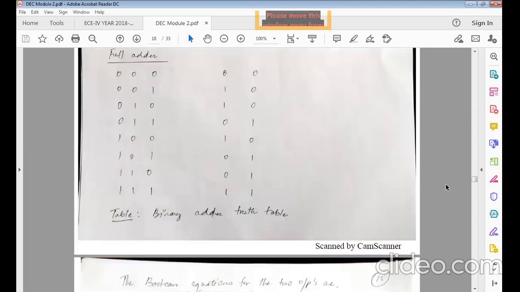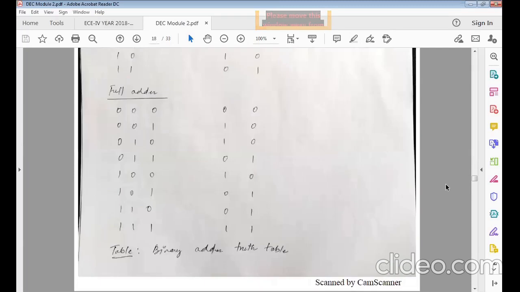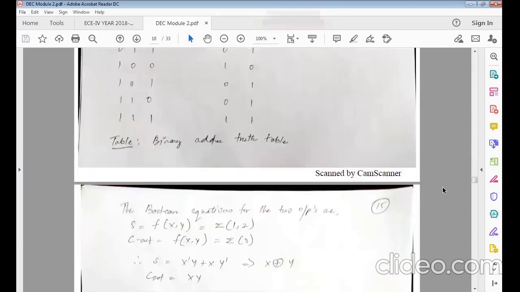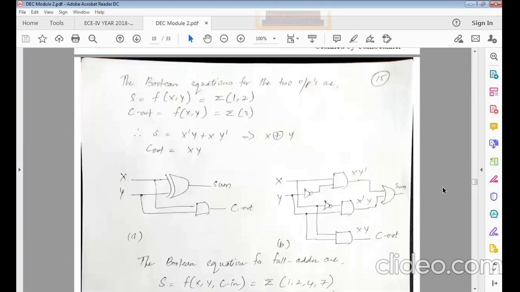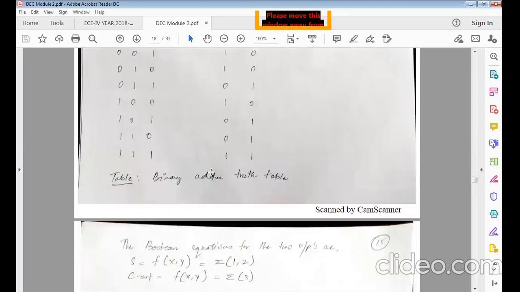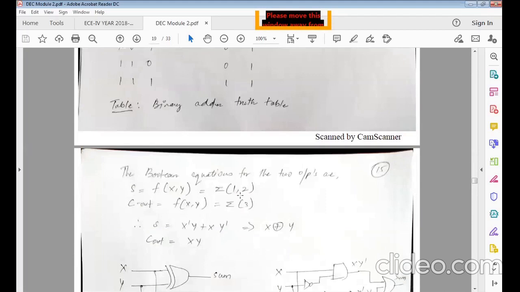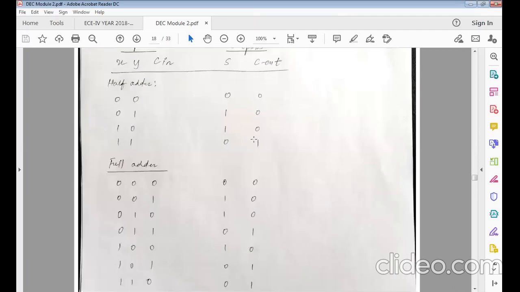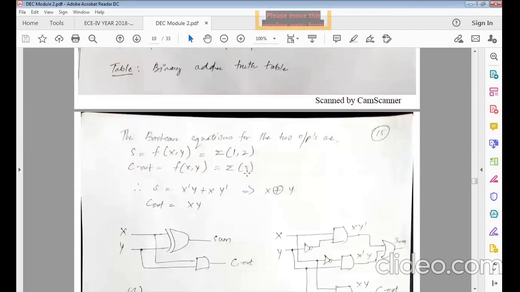Next, we get the truth table, okay, for half adder and full adder, and correspondingly we can have the equations. How do we get equations? Wherever high values are there, those will be taken. For example, here it's going to be 1 and 2. So sum will be a function of x and y, 1 and 2. Similarly, your carry has one high value that is corresponding to 3, so 3 will be here.